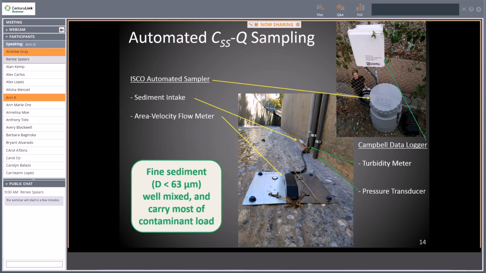And another fairly cheap approach would be to take a Campbell data logger hooked up to a turbidity or pressure transducer, and then just periodic sampling for sediment concentration and actual discharge, and then developing both of those relationships. And that would probably cost you more on the order of $2,000 or $3,000.